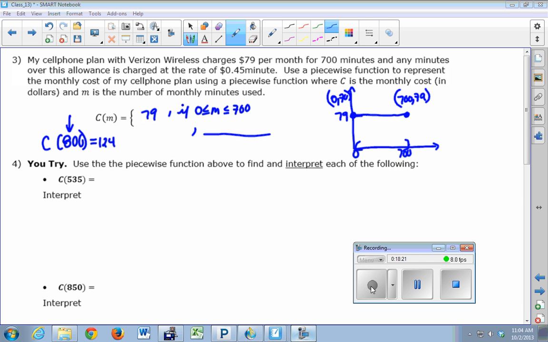Well, why are you stopping at 800? I'm trying to write this for anything in general. It would be 800 if we were stopping at 800 minutes. So how would I write this second part of my domain here? M is greater than 700. Okay. So if M is greater than 700, what would be my formula here to figure out my cost? So let's look at what you did to get the cost for 800. Can someone describe their thought process to get the 124? What you did with the arithmetic?